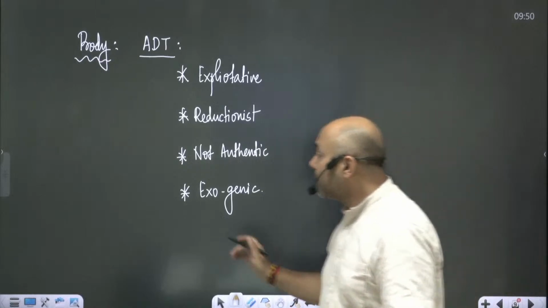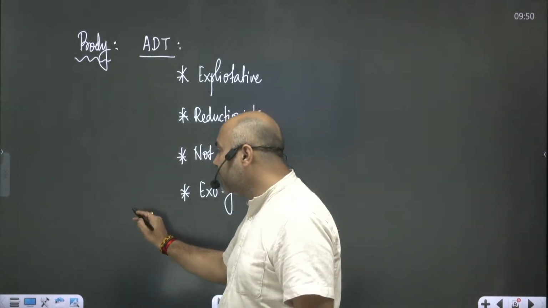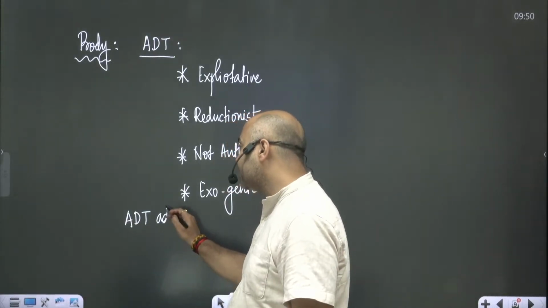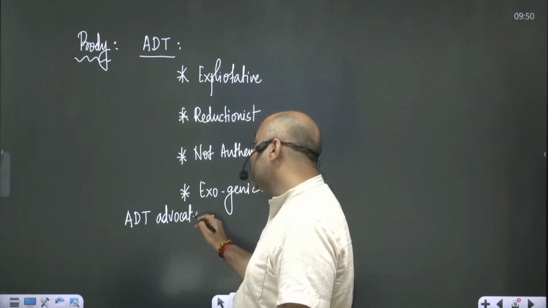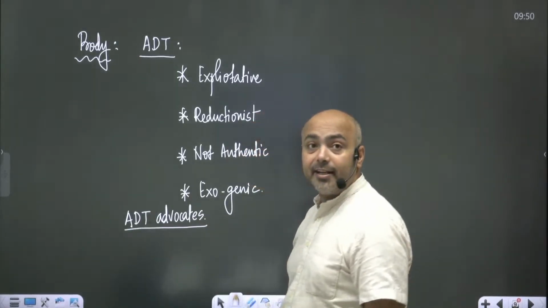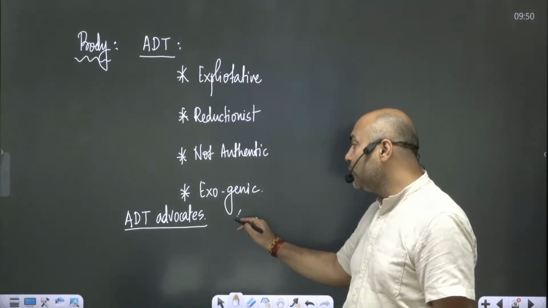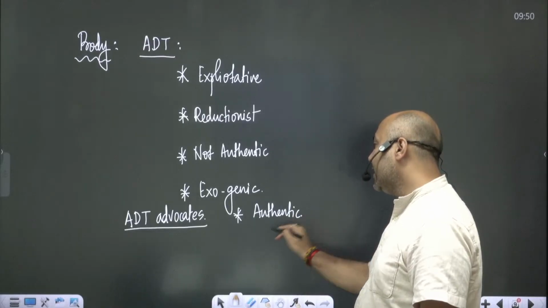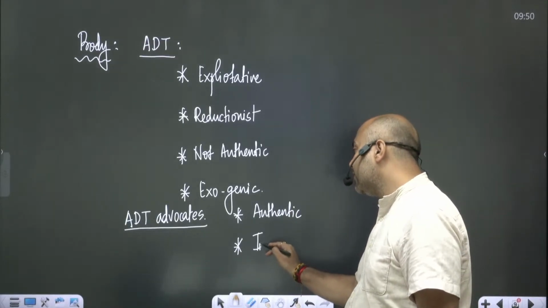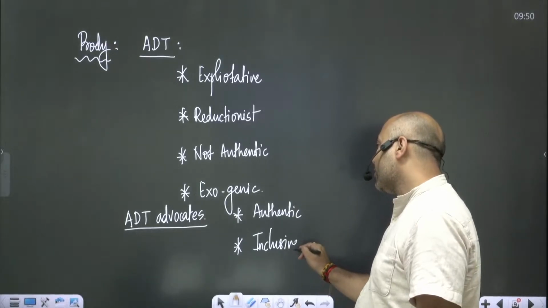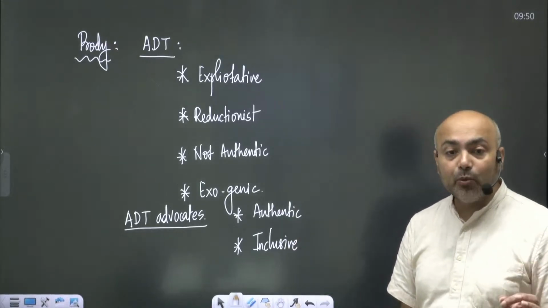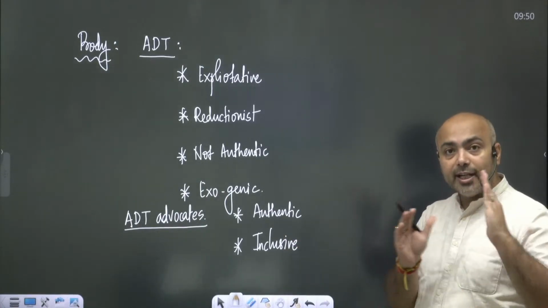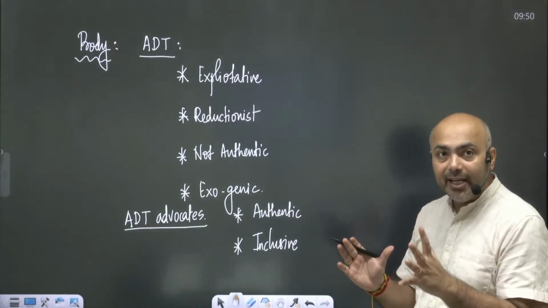And then the next part of the body would be where you write what the anti-development thesis advocates. Here you will have to write that it advocates authentic development. It advocates inclusive development. You will write about that, the meaning of authentic development and inclusive development.